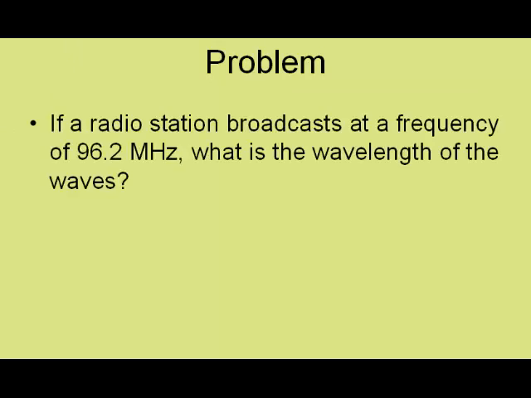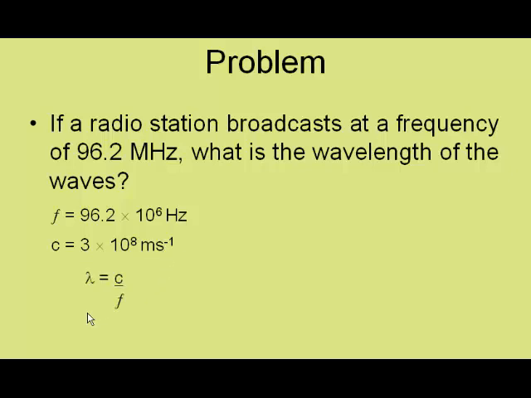Now to look at a problem using that equation. If a radio station broadcasts at a frequency of 96.2 MHz, what is the wavelength of the waves? Well, we're given the frequency of 96.2 megahertz, mega being 10 to the 6. So we can write it as f for frequency is equal to 96.2 times 10 to the 6 hertz. The wave speed, well, radio waves are electromagnetic radiation and therefore travel at the same speed as all electromagnetic radiation, of 3 times 10 to the 8 meters per second.